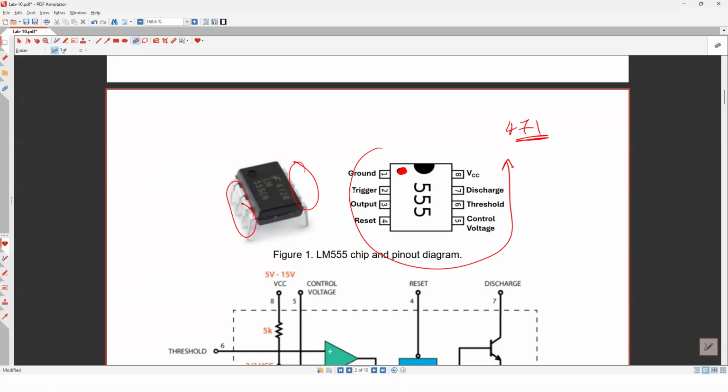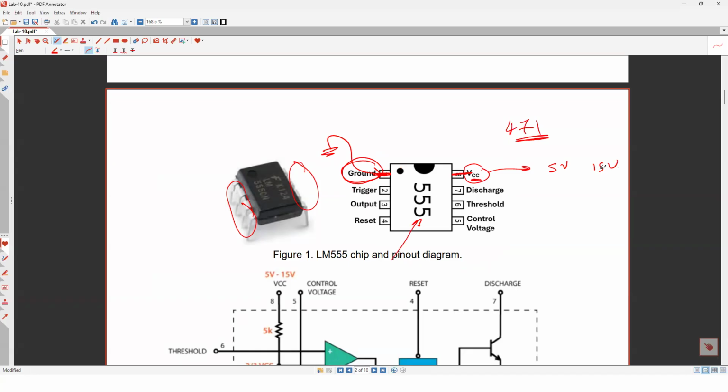The first pin is ground, so you have to connect ground here. This pin we call VCC, pin number 8. And as you will see, this VCC is between 5 volt and 15 volt, and this is the DC supply. So here we need to give the chip a DC supply.